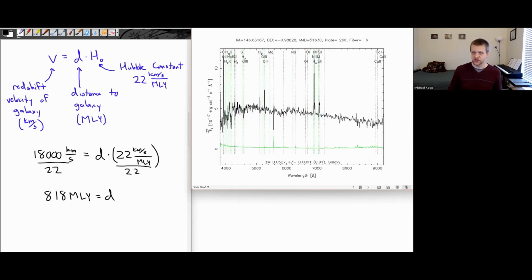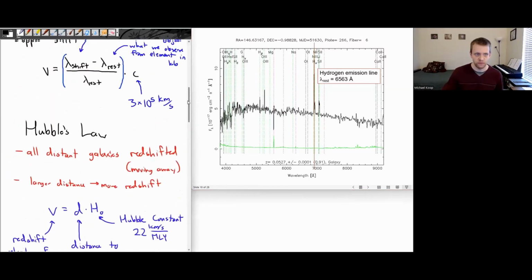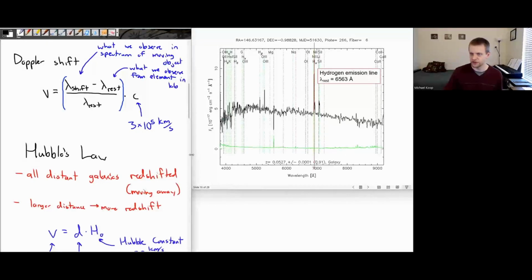Let's look at another case. Suppose you're given this spectrum of a galaxy, and you want to identify how far away this galaxy is. Well, we're first going to have to find out how fast this galaxy is moving. So we're going to have to use the same method of the Doppler shift equation. So we're going to have to go back up here and use that Doppler shift equation. If we look at the hydrogen alpha line, that rest wavelength is 6563.